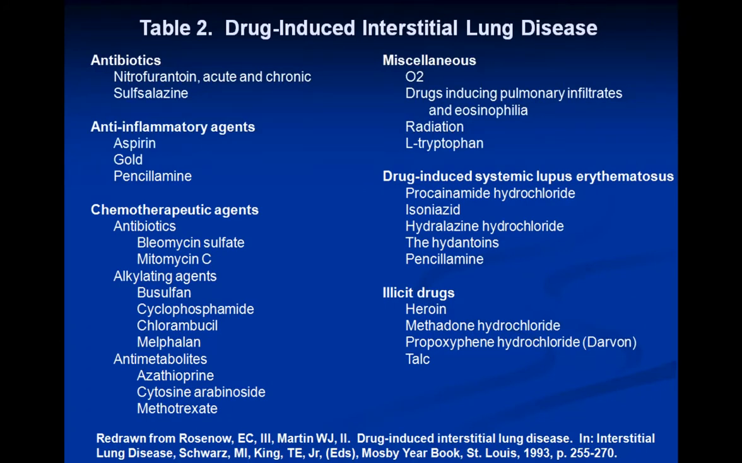Drugs that cause ILD: nitrofurantoin, sulfasalazine, aspirin, gold, anti-inflammatory agents, chemotherapeutic agents like bleomycin, mitomycin, methotrexate, azathioprine, cyclophosphamide, and other immunosuppressants. Even misuse of oxygen can sometimes lead to the development of acute interstitial pneumonia. Certain other illicit drugs like heroin and methamphetamine can also cause ILD changes.